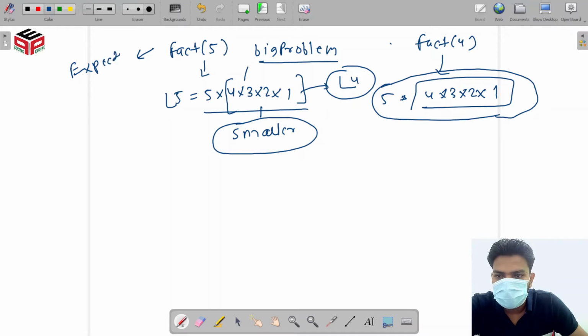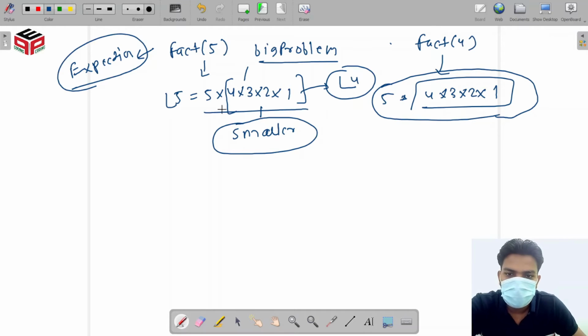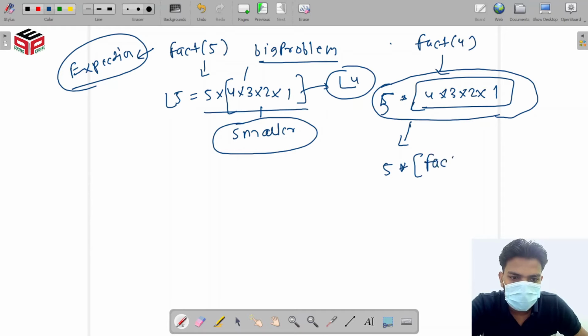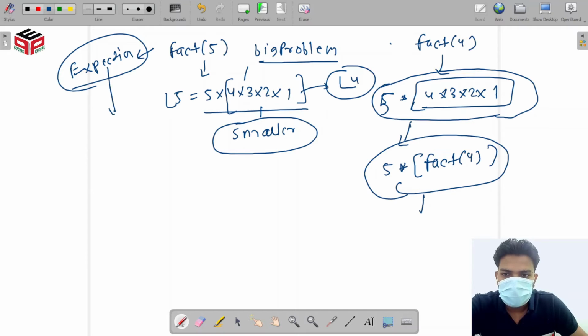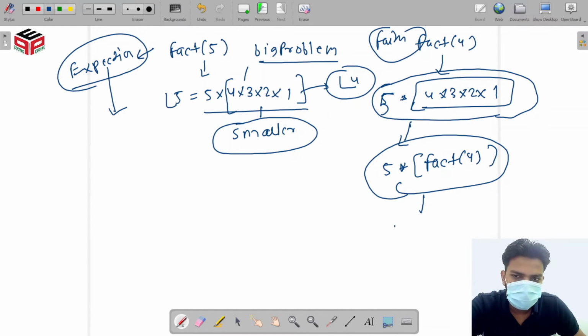This is our expectation: we want to calculate factorial 5, which is 5 cross 4 cross 3 cross 2 cross 1. We suppose that factorial 4 will know how to calculate 4 cross 3 cross 2 cross 1. Then we multiply by 5 again, so that our faith and expectation meet at this stage, because 5 is multiplied with fact 4. This is the stage where our expectation and faith meet each other.